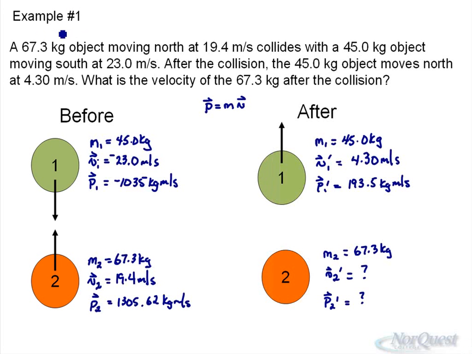I'm going to show the calculation. Momentum of object 1 equals mass times the velocity of object 1. Momentum of object 1 equals, to go get my numbers again, 45 times negative 23.